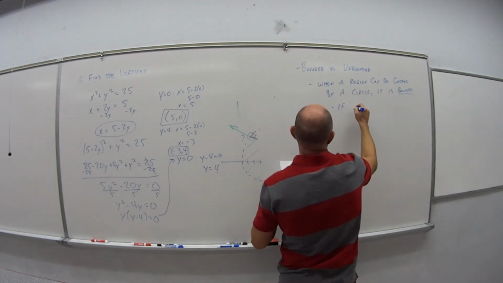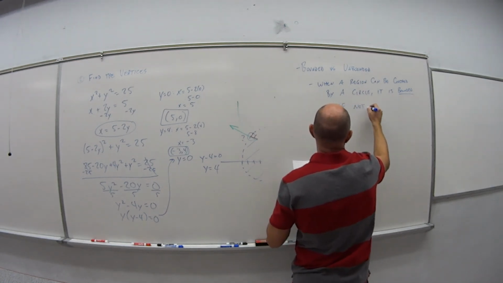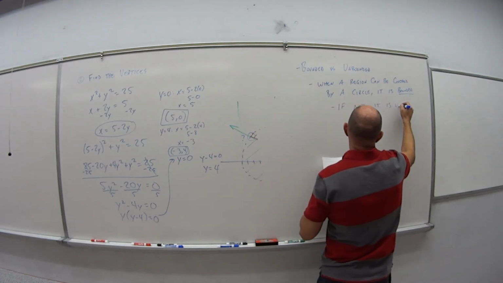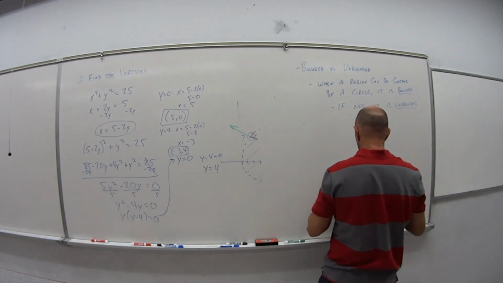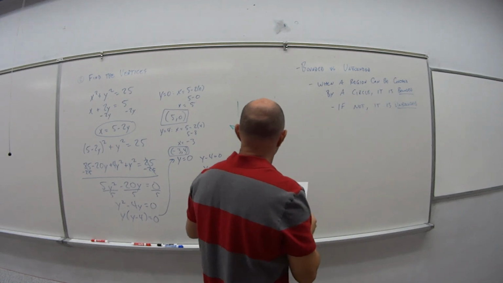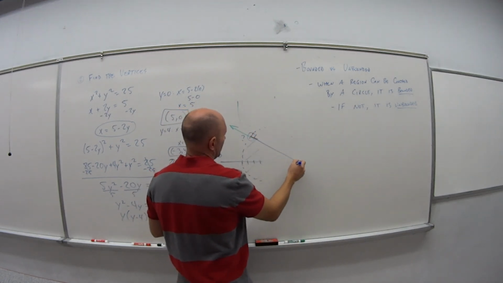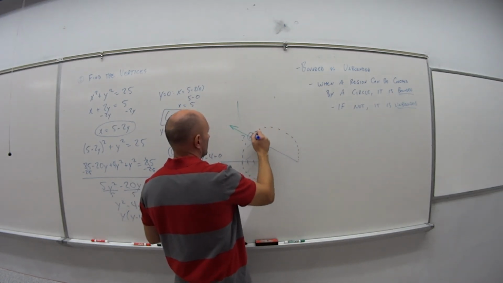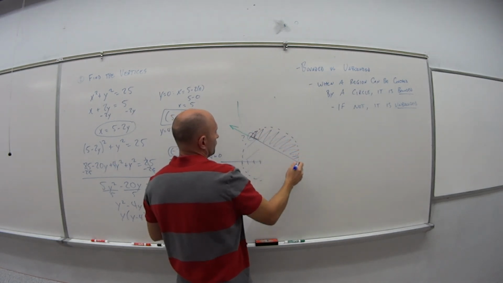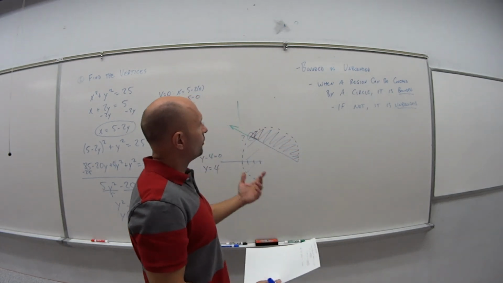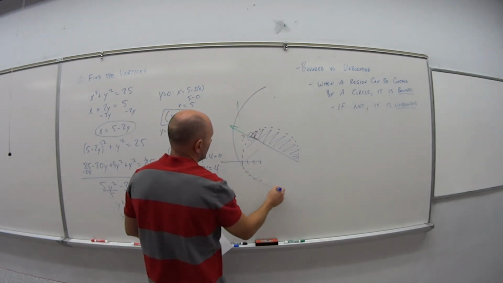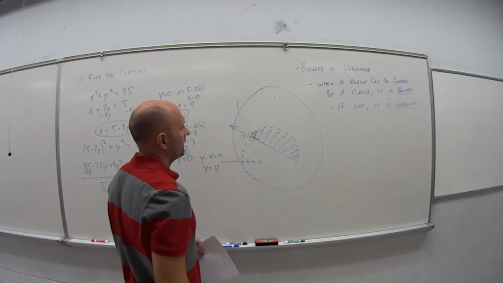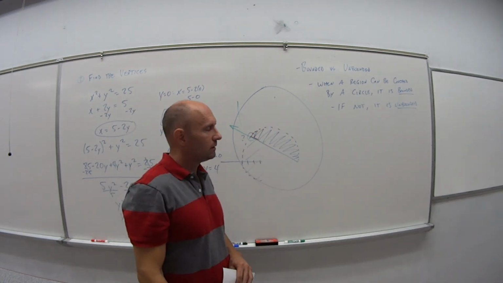And if not, it is unbounded. So in this example here, I'll try to draw it back real quick. So this was our solution set. Is this one bounded or unbounded? Well, if I draw a circle this big, it covers that area, so it's bounded.